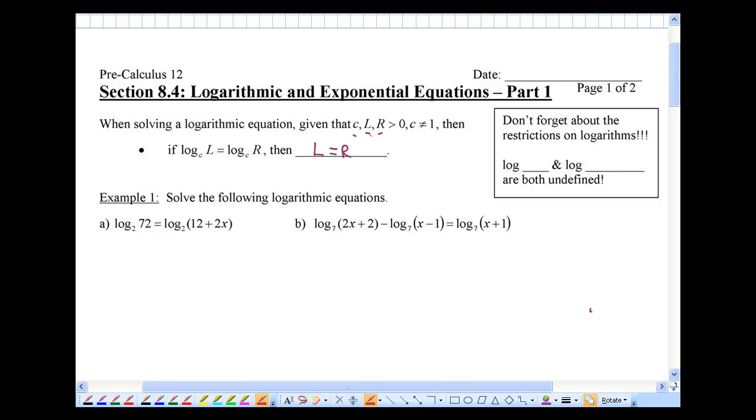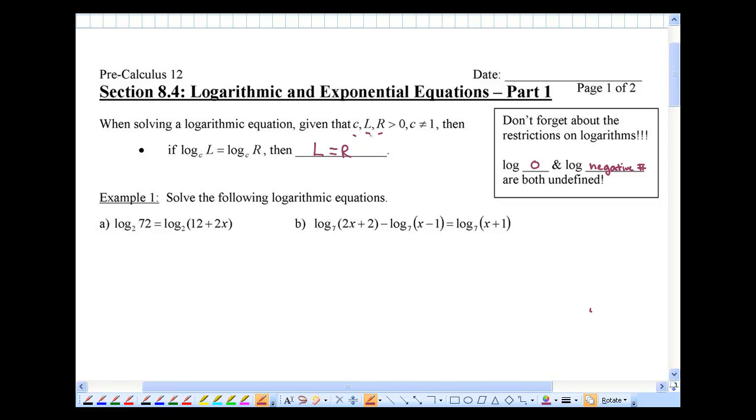L equals R. Over here in the box, it says, don't forget about some restrictions on logarithms. Yes, don't forget that log of 0, and also log of some sort of negative number, those are both undefined. So that expression has to be bigger than 0. All right, let's take a look at example number 1, and hopefully with some examples you'll see how we can solve logarithmic equations.